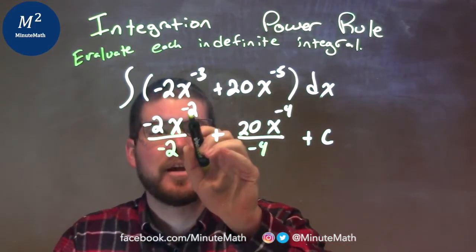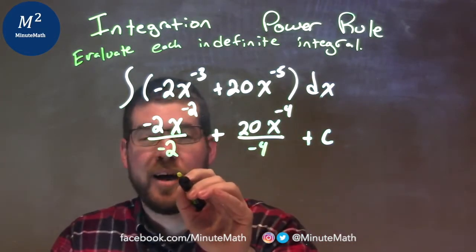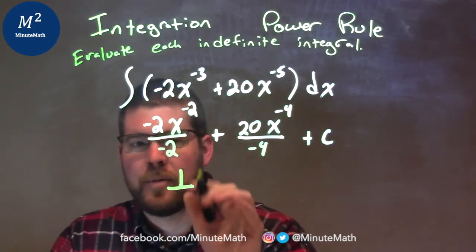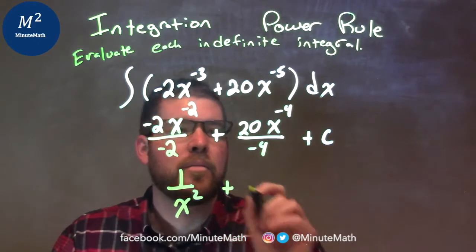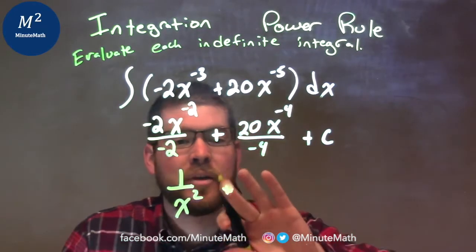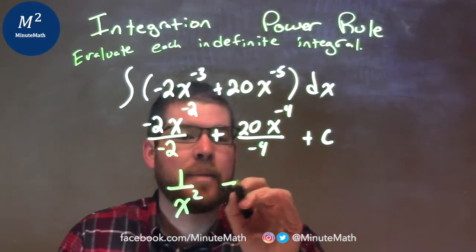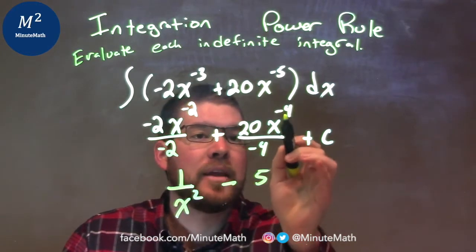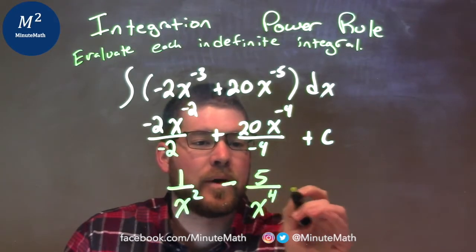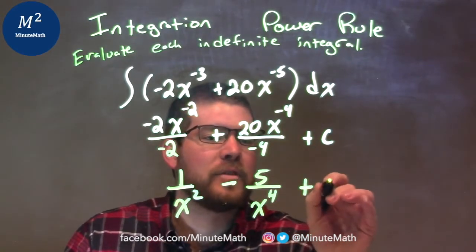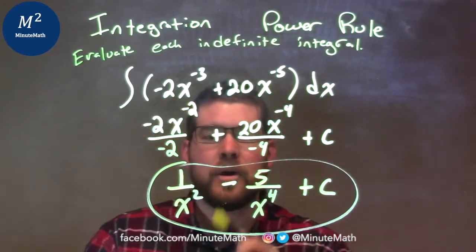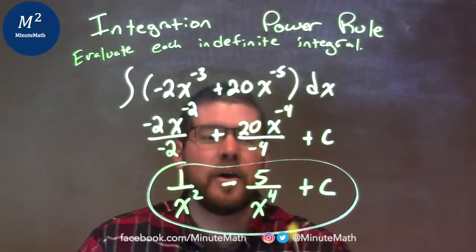Great. And then we have the x to the negative 2 power. I put that in the denominator. That's x to the positive 2 power. Right? So I have 1 over x squared. Plus here, same thing. Well, 20 divided by negative 4 is a negative 5. So with this plus sign, I can really make it a minus. Minus 5. Now, x to the negative fourth power, I can make that a positive fourth power in the denominator, divided by x to the positive fourth power. Okay? And then don't forget our plus c. And so there we have our final answer. It is 1 over x squared minus 5 over x to the 4th power plus c.